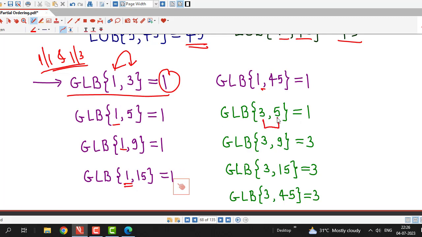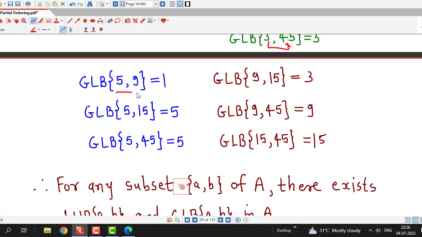If we consider the greatest lower bound of 3 and 5, it is nothing but the greatest common divisor of 3 and 5, and it is 1 only. GCD of 3 and 9 is 3, therefore the greatest lower bound is also 3. Similarly, here also the greatest common divisor is 3, same thing here. Then if I consider 5 and 9, the only common divisor is 1, therefore the greatest lower bound of 5 and 9 is also 1. The greatest lower bound of 5 and 15 is the greatest common divisor of 5 and 15, which is 5. And for 5 and 45, again we have 5. If we take 9 and 15, then the greatest common divisor is 3. Another divisor is 1, but 1 is related to 3, therefore 3 is the greatest lower bound.